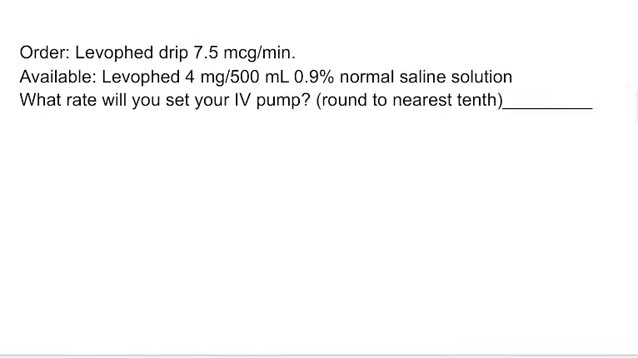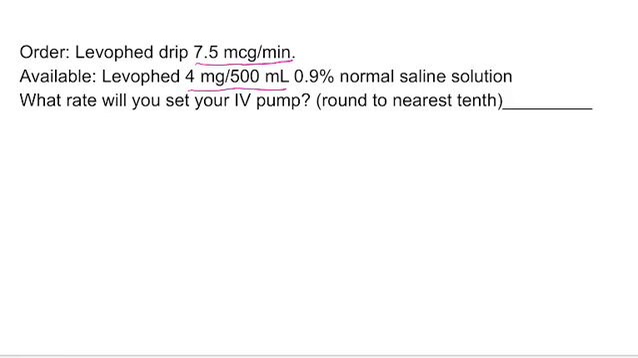At what rate will you set your IV pump, round to the nearest tenth? Okay. So I'm going to have a pump rate. So I know that's an hourly rate. I'm going to look at my order. I got Levophed drip 7.5 micrograms per minute. That's going to be important. And what do I have available? Levophed 4 milligrams in 500 milliliters.